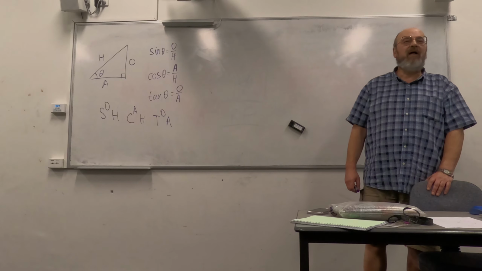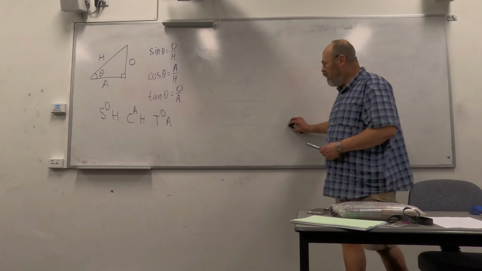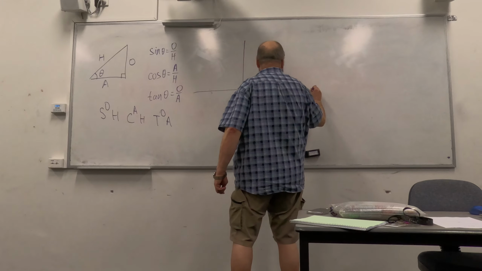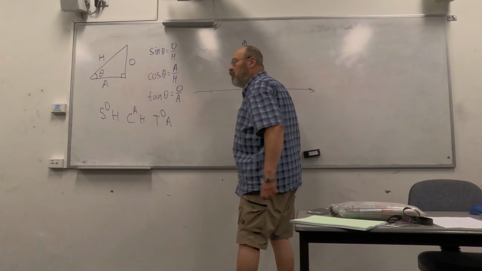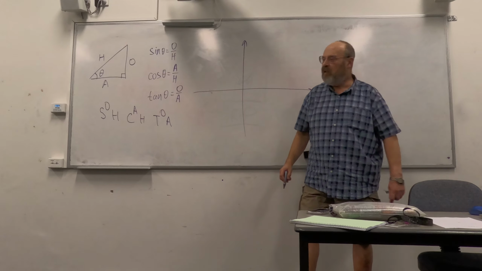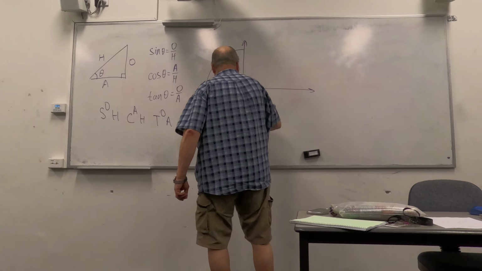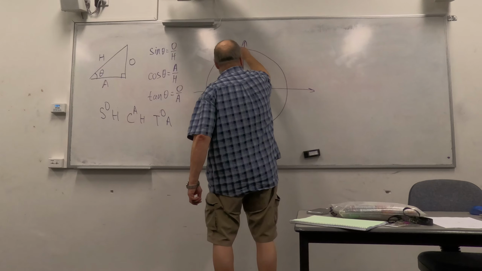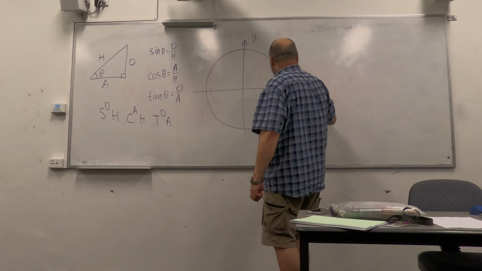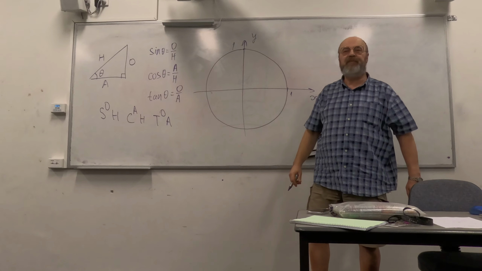Now, today we will define circular functions. So if we look at the unit circle, why is it called unit circle? Radius 1. That's why it's called unit circle. The radius of this circle is 1.